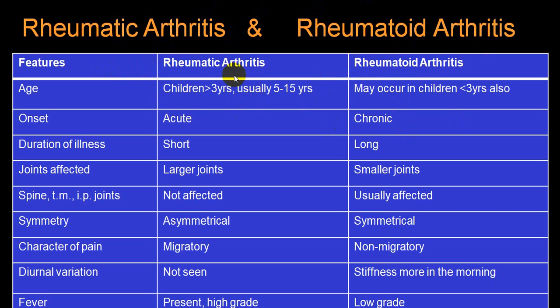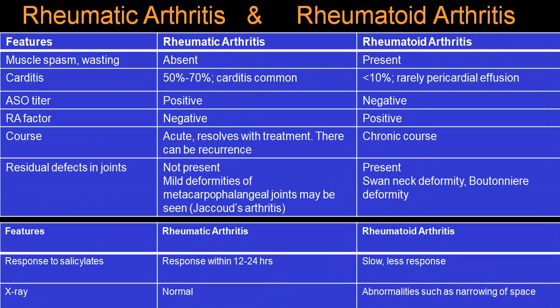Almost similar. This is more acute, this is more chronic. This is short duration, this is long duration. Large joints here, small joints there. This is asymmetrical, this will be symmetrical. Rheumatoid arthritis will be symmetrical and mainly small joints. This will be migratory, this will be non-migratory. And fever is a more common feature here, while in rheumatoid it is very rare. In that, ASO titer will be positive in RA. RF test will be positive in rheumatoid arthritis.